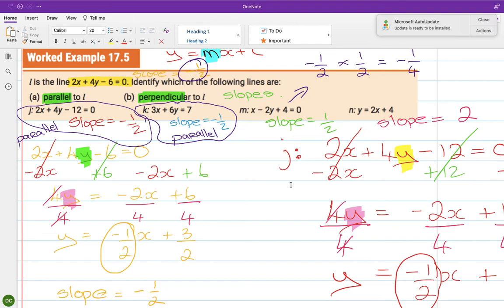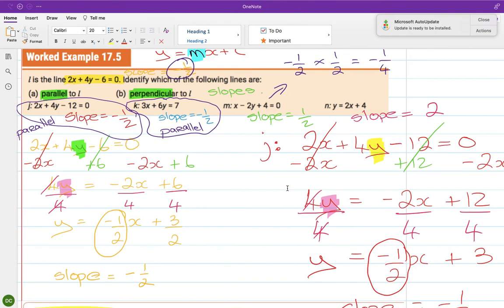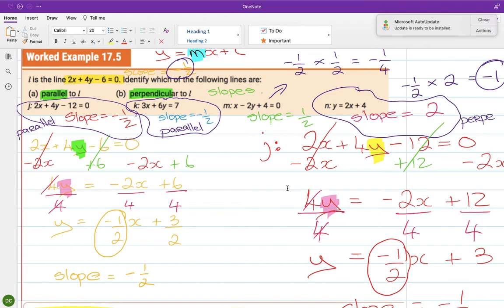Okay, let's try the perpendicular test on n. Okay, so the slope of our test line is minus a half. The slope of n is 2. And if you multiply them, you get minus 1. And minus 1 is the magic number. So that means that n and the line L, the original line, are perpendicular.